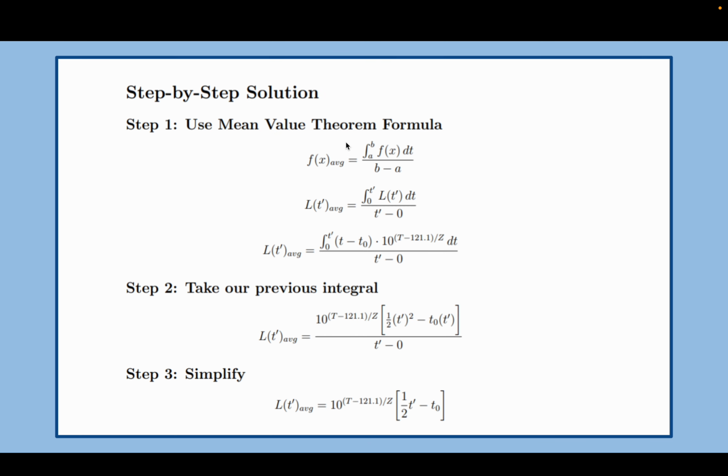So here's our step-by-step solution. So first we have the mean value theorem formula, and then we're going to replace f of x with L of t prime. And then once we have that, we can just plug in our formula. Our step 2 is we could take our previous integral, like we answered previously. And we can actually simplify this a little bit more by dividing our integral by our b value, which is just t prime. So once we simplify everything, then we get this as our formula.